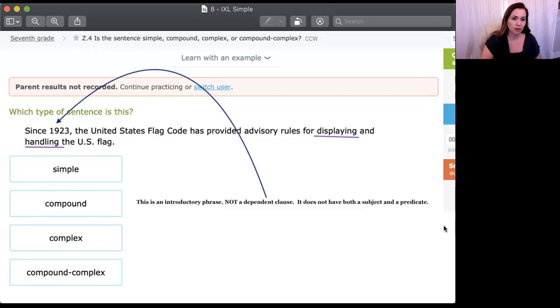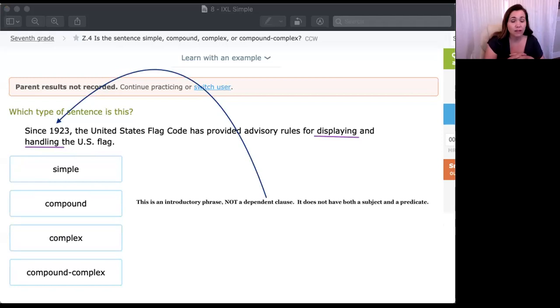All right, the first example that we're looking at here is from IXL 7th grade, Z.4. Now, all of the grades, no matter what the code is, are going to be asking us the same thing, which is: is the sentence simple, compound, complex, or compound-complex? So here, we're rolling all of the lessons we've learned so far about sentence structure into one practice.